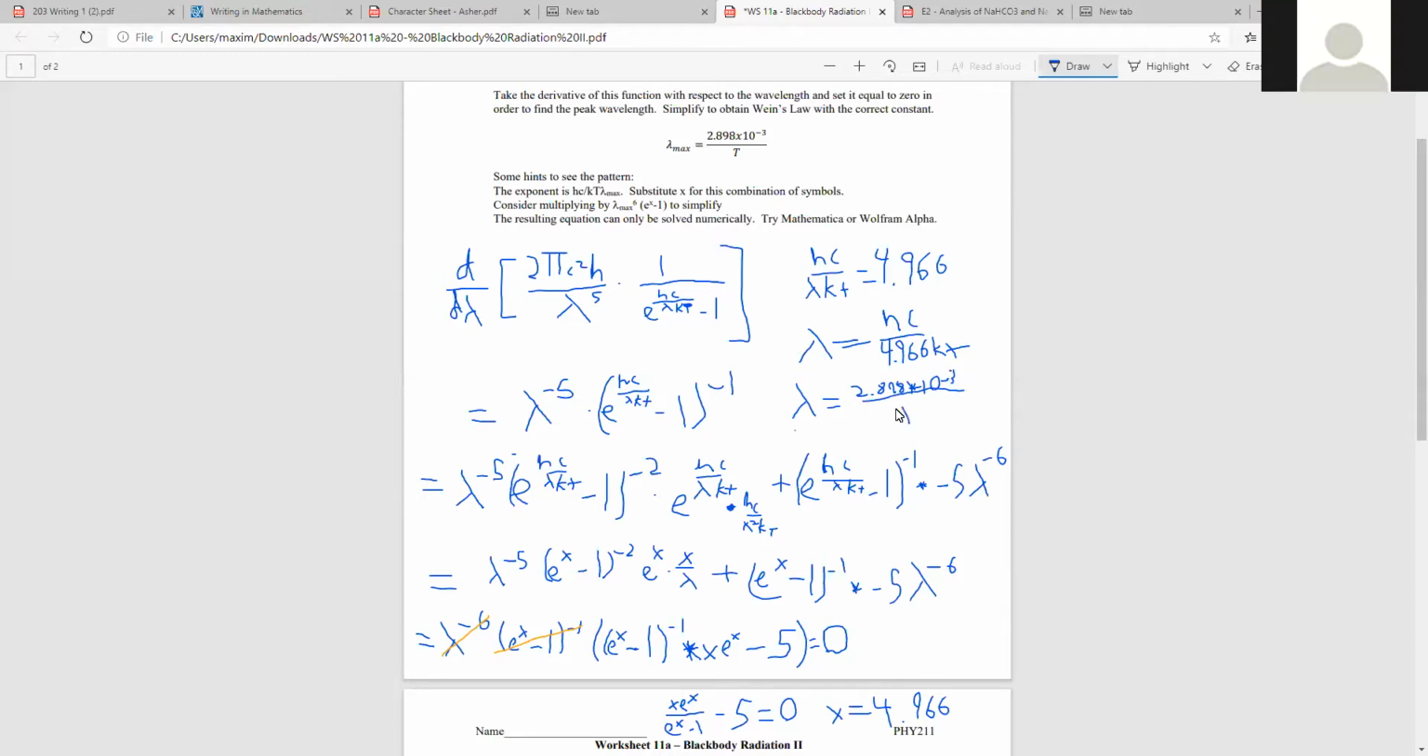So that's where that constant comes from. Yep, that's where that constant comes from. It comes from h, the Planck's constant, the speed of light.